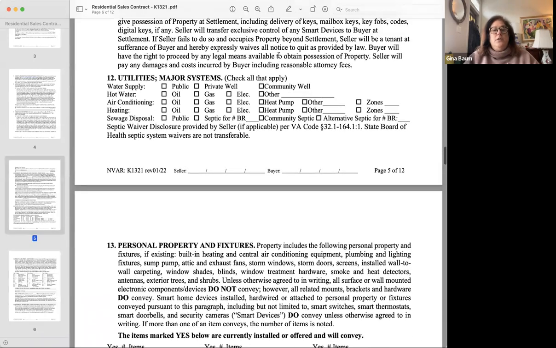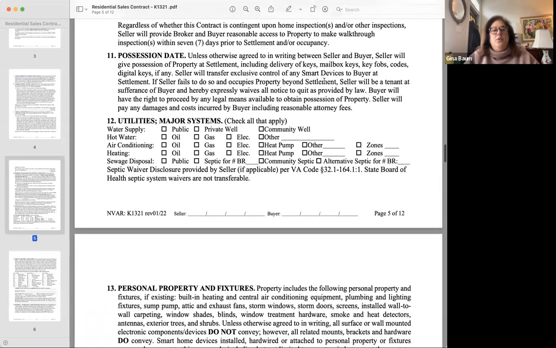Okay, so if the seller decides not to walk away and not to leave the home when they're supposed to, this has happened in California. You can look up the case. The buyer then is able to do whatever is necessary to take possession of the property.